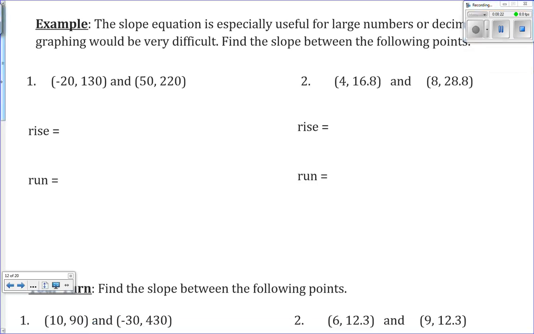Okay, so let's try to find the slope here. We're going to want calculators. Make sure everybody has a calculator, please. You should always have one when you come into class.